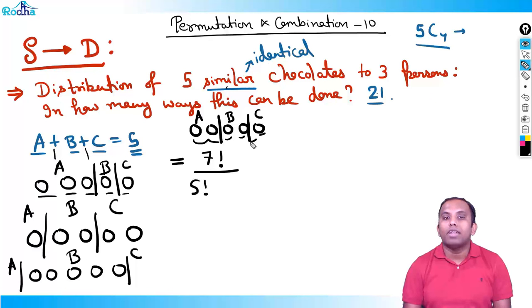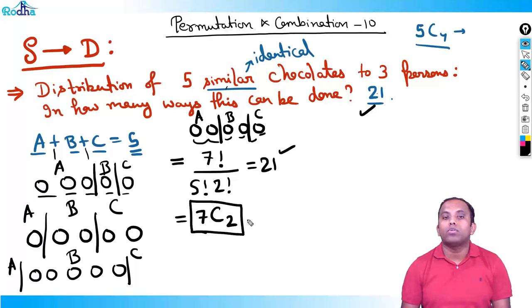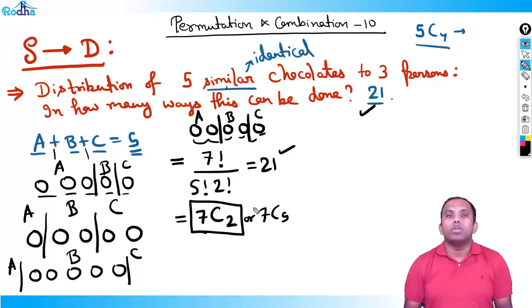And the 2 lines are identical because they are 2 plus signs, 2 partitions, so divide by 2 factorial. If you solve it, this is nothing but 7C2. How much is it? It is 21. See, we got the answer 21 only. In my last method also, 21 was the answer, right? But it is 7C2, and this is more important for me. 7C2 or 7C5, because 7C2 is equal to 7C5.